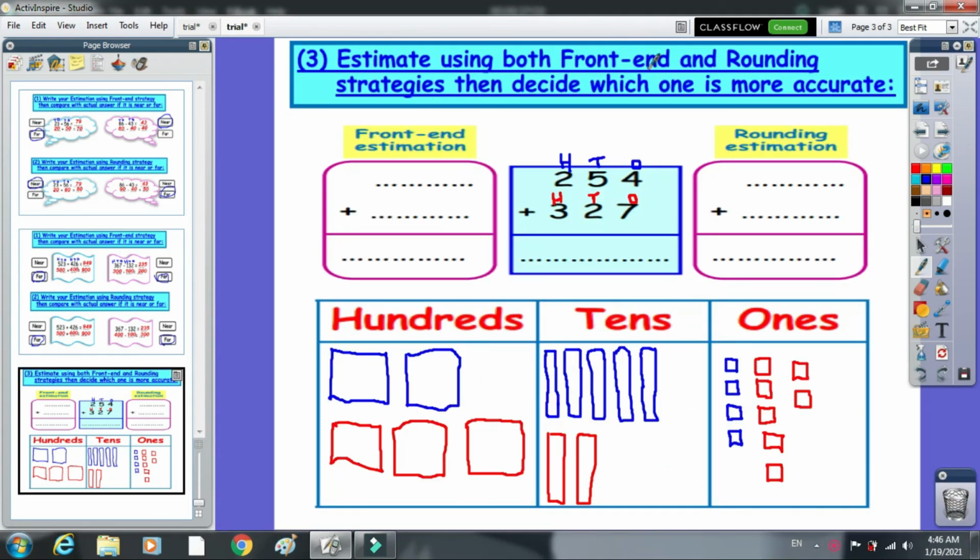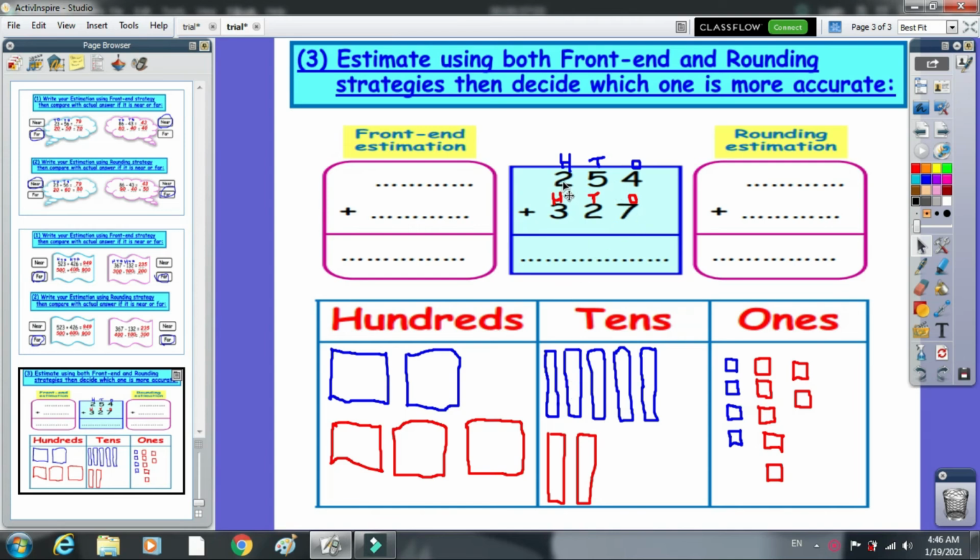Estimate using both front-end and rounding strategies and decide which one is more accurate. So first I will get the actual sum. Here I have 254 plus 327. I will use my place value mat to represent each number.